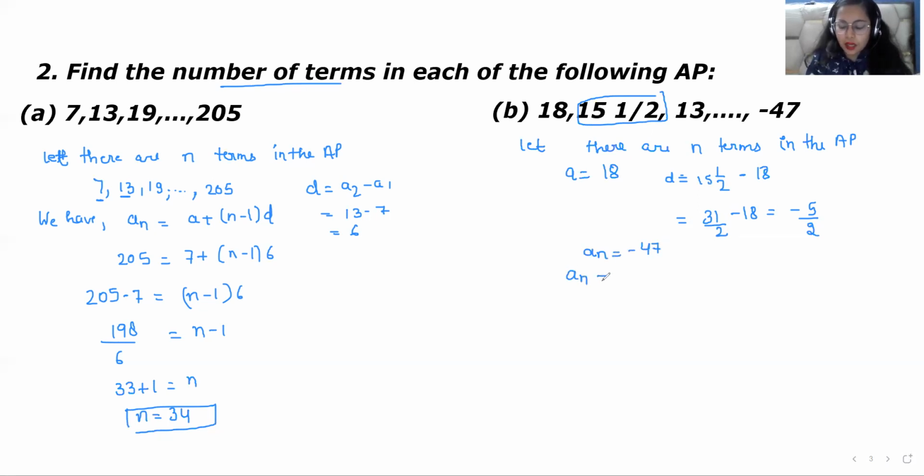The formula is an equals a plus (n minus 1) d. an is minus 47, a is 18, plus (n minus 1), and d is minus 5 over 2. Minus 47 minus 18 equals (n minus 1) times minus 5 over 2.